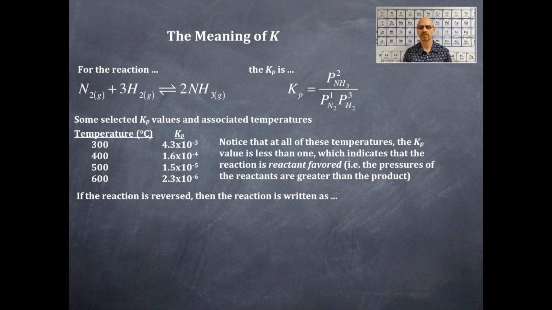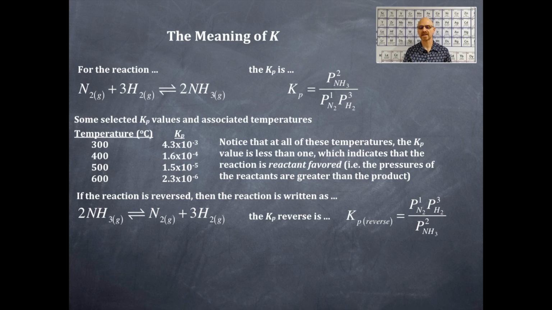If the reaction is reversed, then the reaction is written as follows. 2 moles of ammonia produces 1 mole of nitrogen and 3 moles of hydrogen gas. And the Kp for that same reverse reaction is the nitrogen to the first power, hydrogen to the cubed power, divided by ammonia squared. It's just the reciprocal of the Kp of the top reaction.